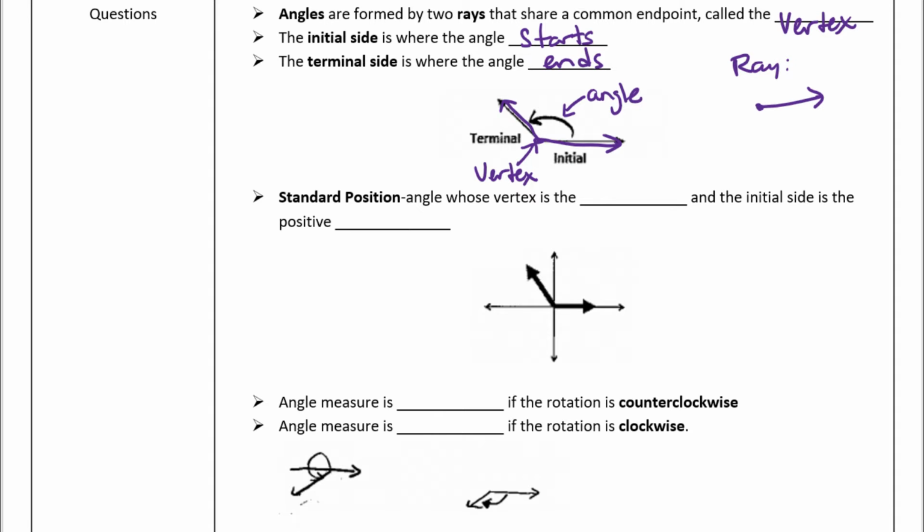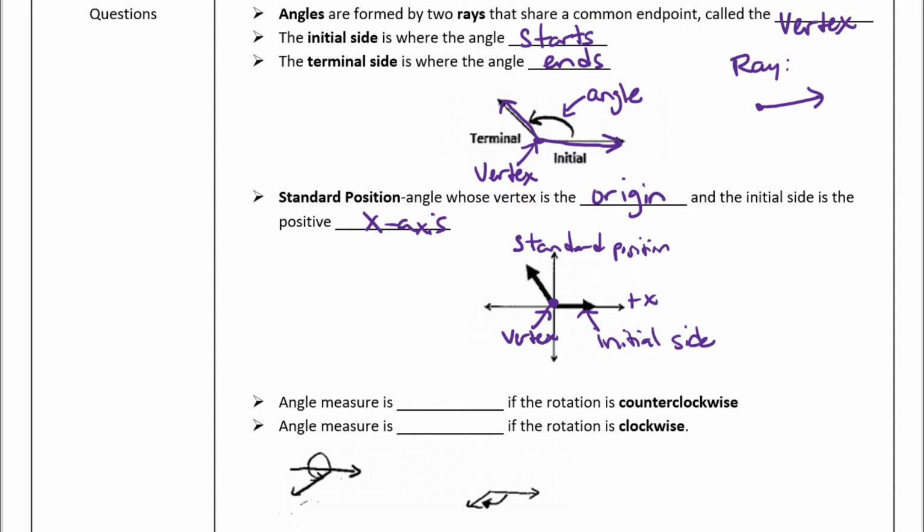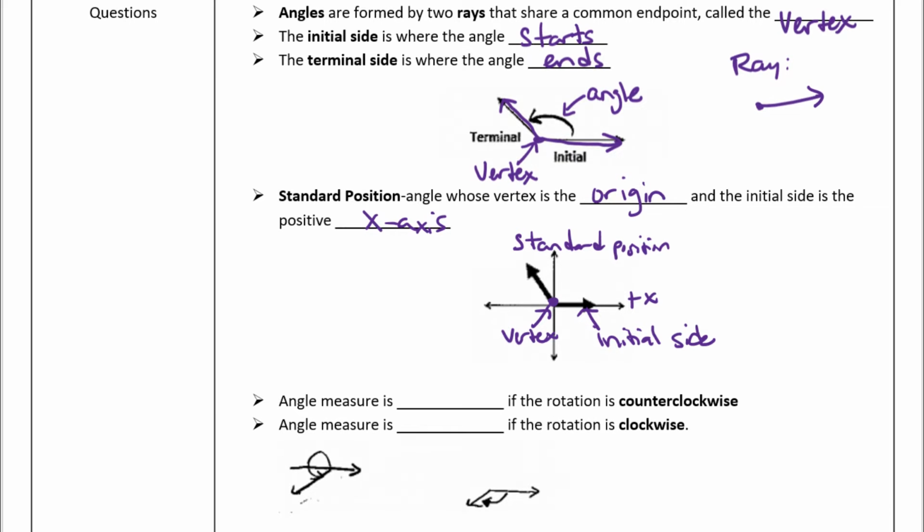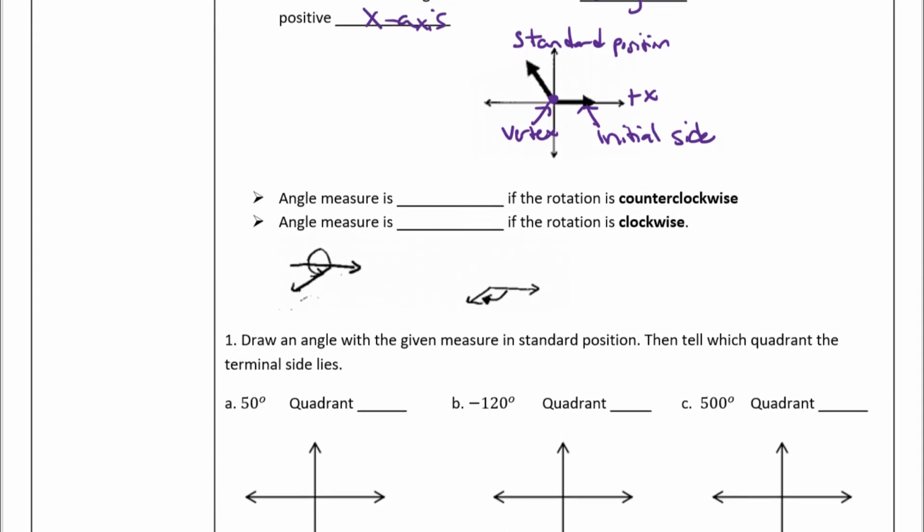The standard position of an angle is when the vertex is at the origin. In this case, this is the origin, that's where my vertex is. The initial side is the positive x-axis, and that's what we call standard position. So right now, this is in standard position. This is the positive x-axis, and that's the initial side. We're going to focus on drawing angles in standard position.